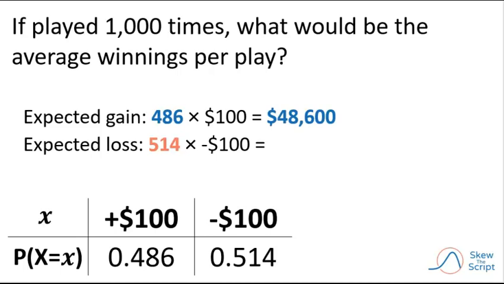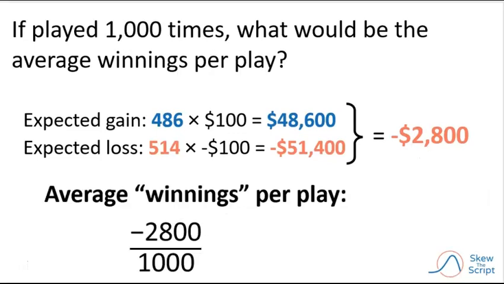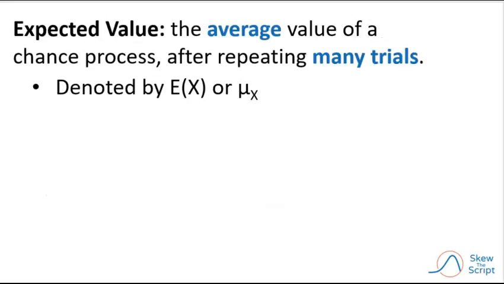So that means we would expect to win $48,600, and we would expect to lose $51,400. And then adding those together, that would be an overall quote win, or actually loss, of $2,800. We certainly didn't get rich today, now did we? So to find the average winnings per play, we would divide this number by the number of plays, which is 1,000. And sadly, that means that we lost an average of $2.80 per play.